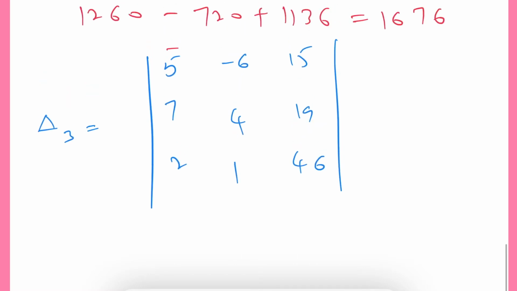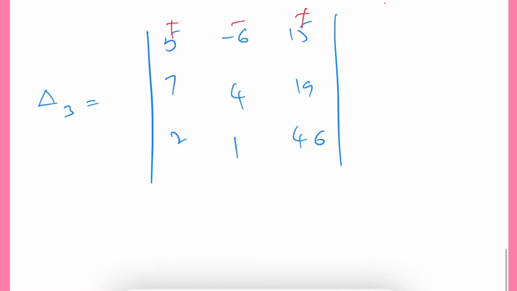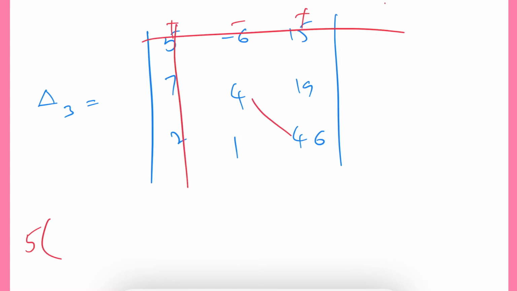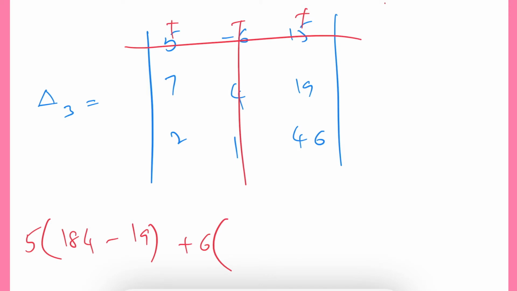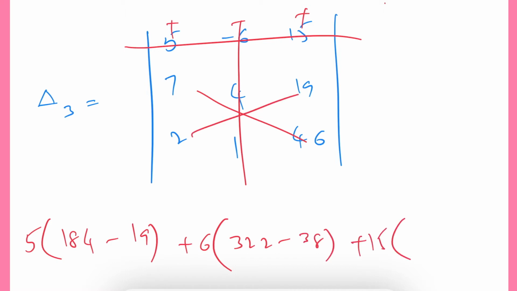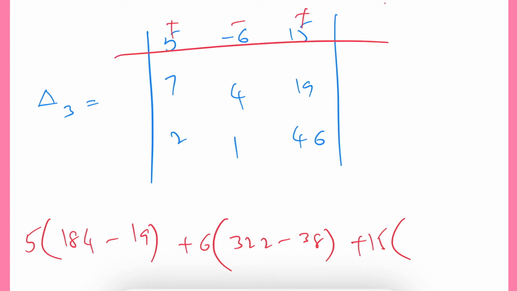This will become plus, it will become minus, it will become plus. So now 5 into, if we remove this row as well as column, then we remain with 4 times 46, that is 184, minus 1 times 19, it is 19. Next, second element, already minus is there, so minus 6 again, plus 6 it will become, times, if we remove that row as well as column, 7 into 46, it is 322, minus 2 times 19, it is 38. Next, plus 15 times, last element if you check it, row and column, if we remove, 7 ones are 7, minus 2 fours are 8.